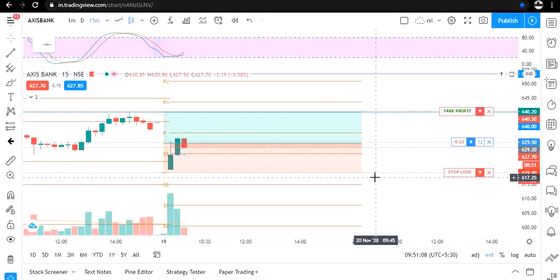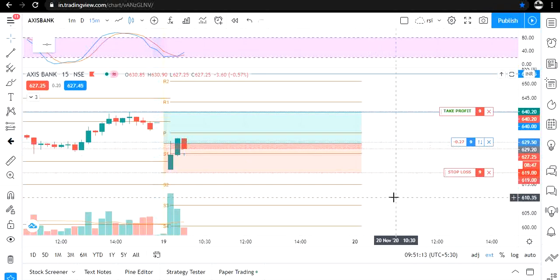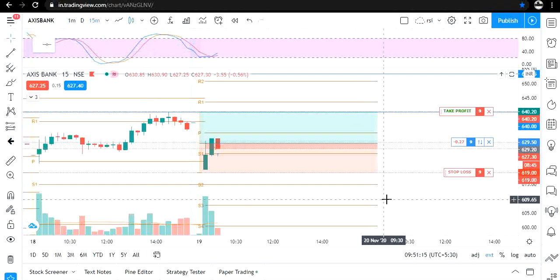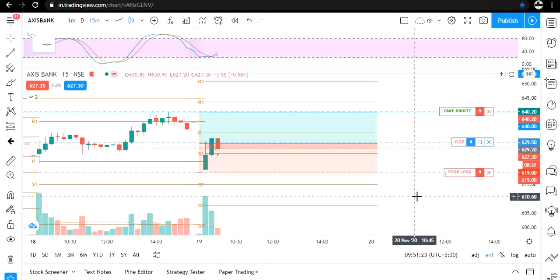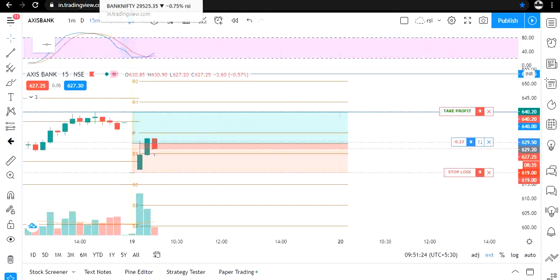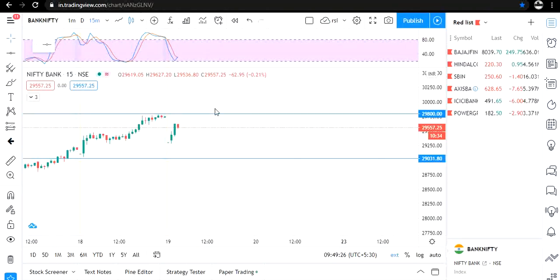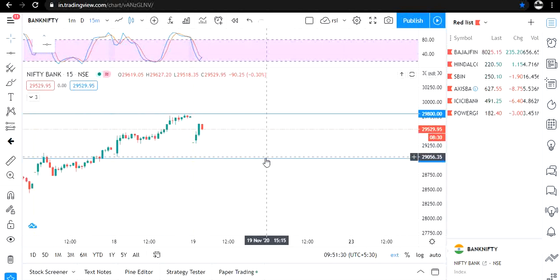Okay traders, so now this trade is going on. Now we will see what happened in this trade. And traders, as you all know that today is Thursday, so we will also practice an option selling strategy. Okay traders, so now coming on to the chart of Bank Nifty. So here is the chart of Bank Nifty.